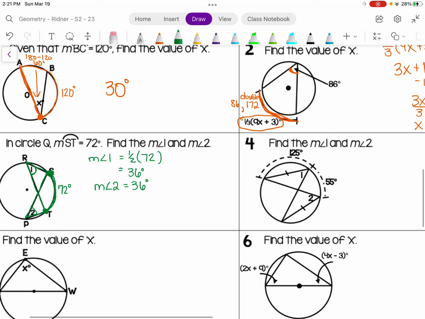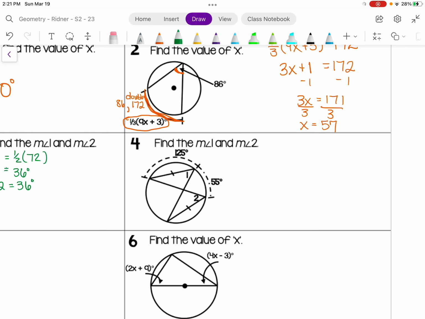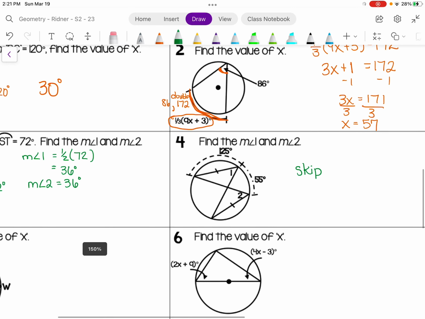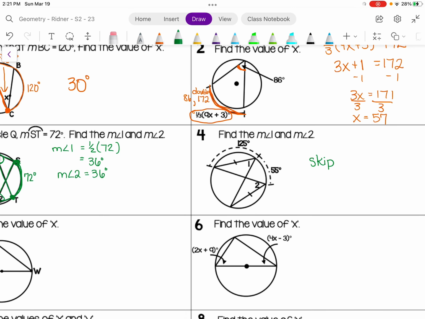Okay, we're actually going to skip this one because it's not drawn to scale, which makes it way confusing.